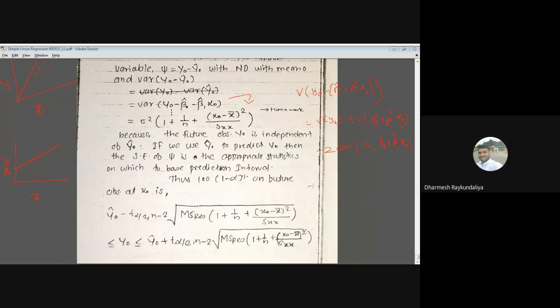The variance of y0 is nothing but sigma square. Sorry, sigma square, not over n. And plus this, which we already obtained, is sigma square over n plus sigma square times (x0 minus x bar) square over Sxx. Because the covariance is 0, sigma square is common, so you can factor out this sigma square.